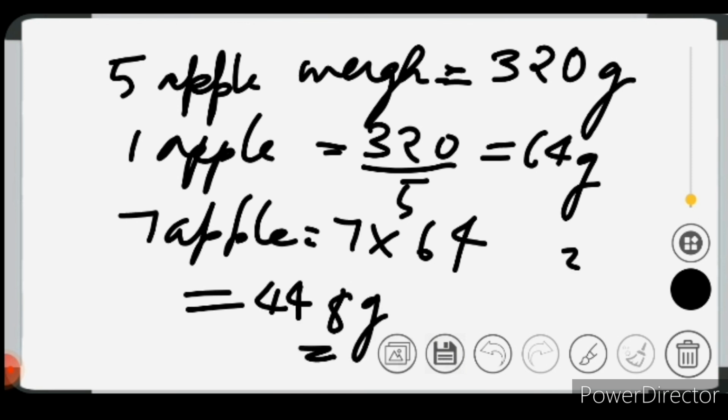This is all about this chapter, ratio and proportion, students. I hope you understood it very well, students. This is all you have to work on. Okay. So this is the part.